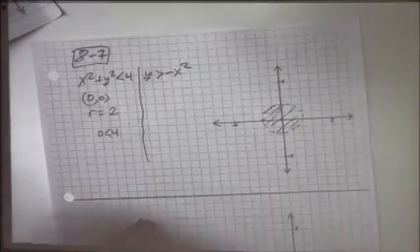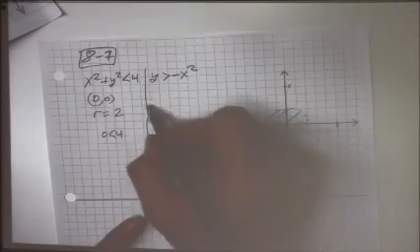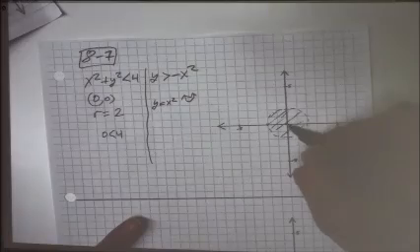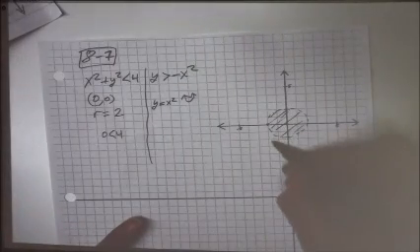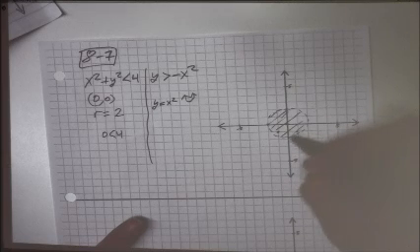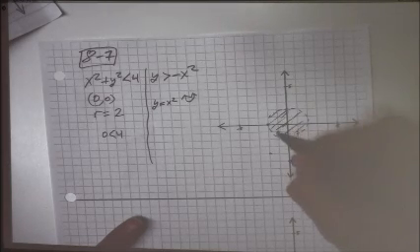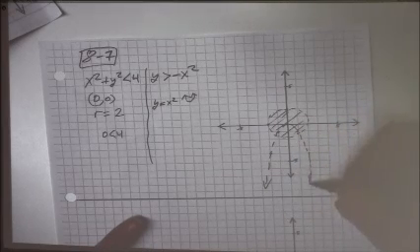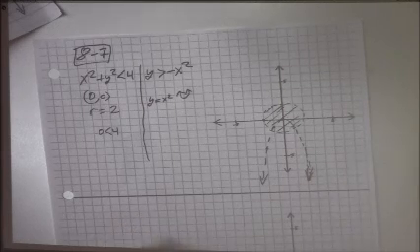And now, let's determine where this is. Okay. Well, y equals x squared is a parabola going up like this. y equals negative x squared is going down. So that means I'm going like this. So there's the parabola of negative x squared.